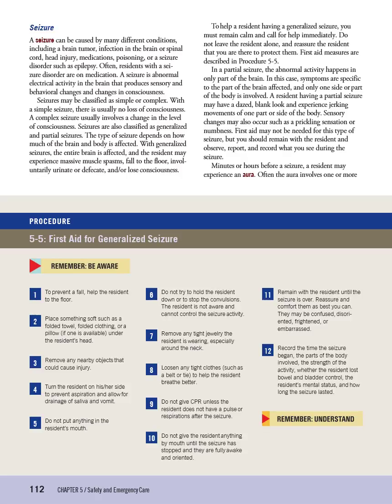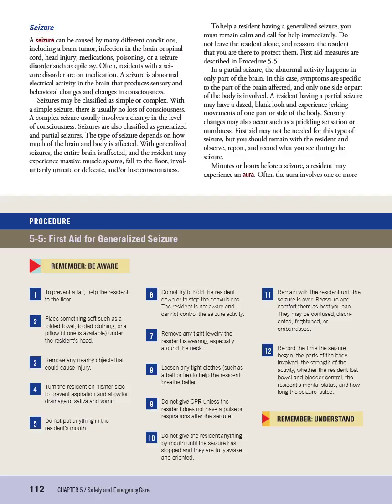Seizures may be classified as simple or complex. With a simple seizure, there is usually no loss of consciousness. A complex seizure usually involves a change in the level of consciousness. Seizures are also classified as generalized and partial seizures. The type of seizure depends on how much of the brain and body is affected.